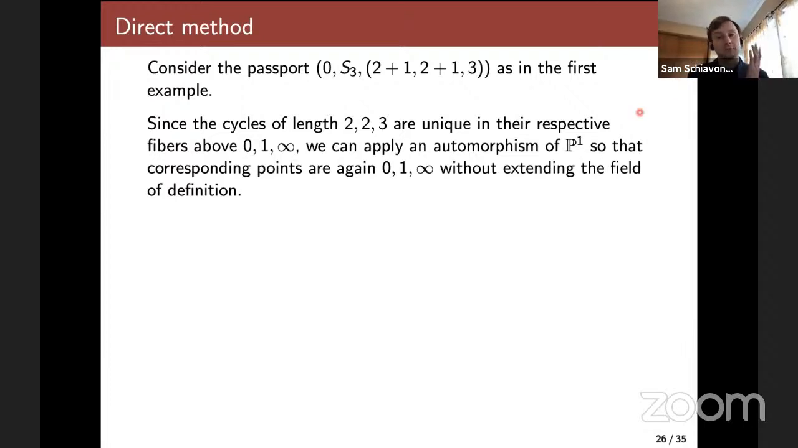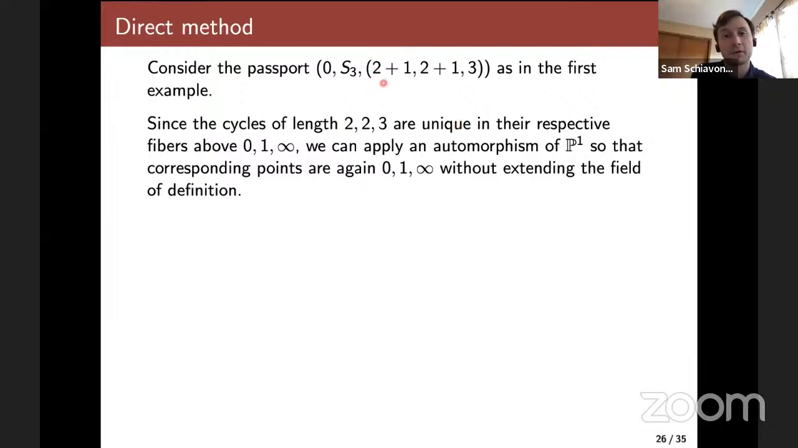So our goal is to compute an equation for this map. First I'll note that since the cycles of length 2, 2, and 3 are unique in their respective fibers above 0, 1, and infinity, that means we can apply an automorphism of P1 so that we can choose these ramification points to be 0, 1, and infinity again, without extending the field of definition. So it's important that these 3 be unique in their fibers.